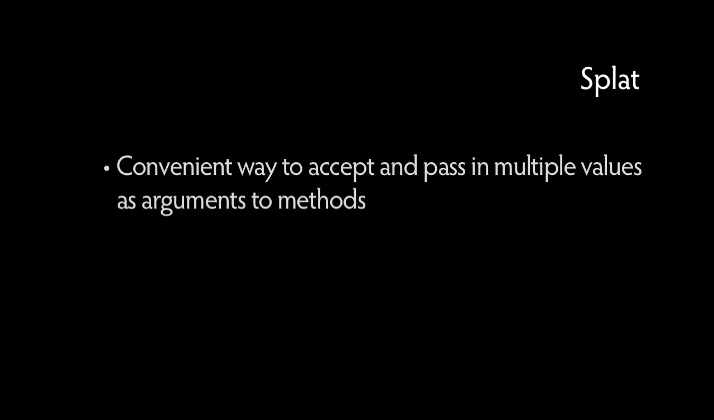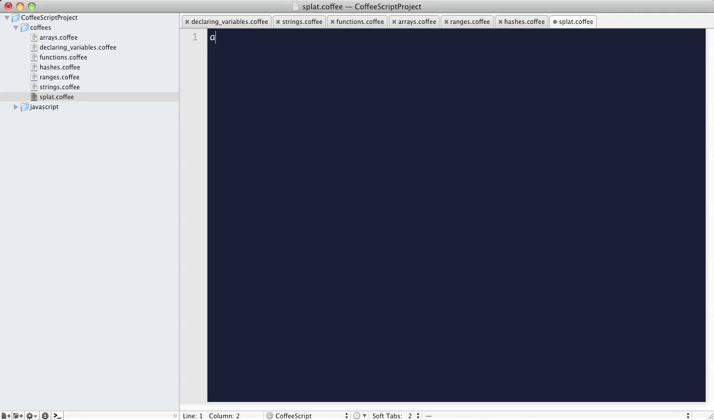A great addition to the tools already provided by CoffeeScript are splats. A splat is a convenient way to accept and pass in multiple values as arguments to methods. Okay, so let's say we want to allocate points for people who check in to a store in a particular hour. Let's say the first person gets 5 points, the second gets 3, and everyone else will get 1 point.